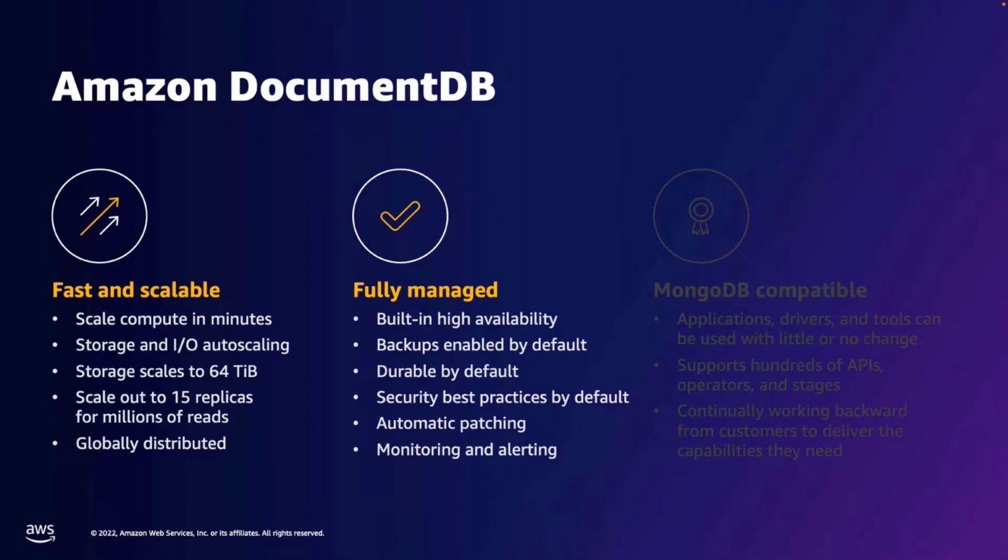Amazon DocumentDB is fully managed. Patching is automatic, and monitoring is native and integrated with enterprise services like Amazon CloudWatch. Backups can be enabled by default to provide you comfort and peace of mind. High availability is built in, with 6 copies of your data stored across 3 availability zones, and you get encryption at rest and in transit enabled by default.